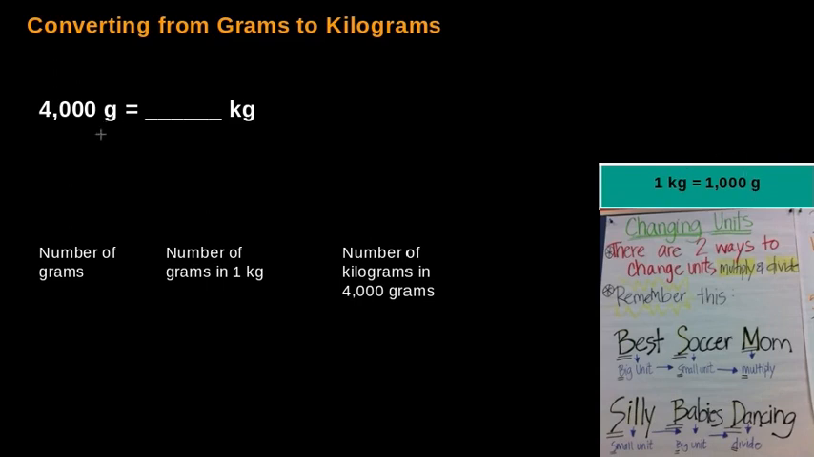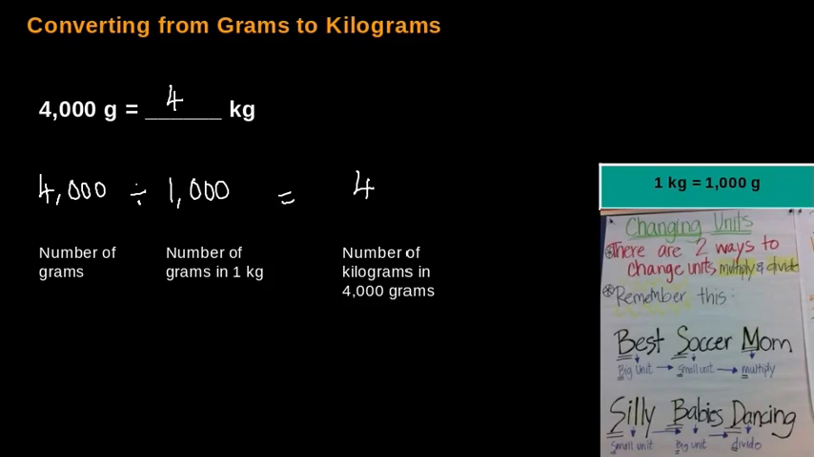So go back to your question. Are you moving from a small unit to a big unit or from a big unit to a small unit? You're moving from a small unit, grams, to a big unit, kilograms. So remember, silly babies dancing, small to big, you divide. 4,000 divided by the number of grams in 1 kilogram, 1,000, will give you 4. So we have 4 kilograms in 4,000 grams.